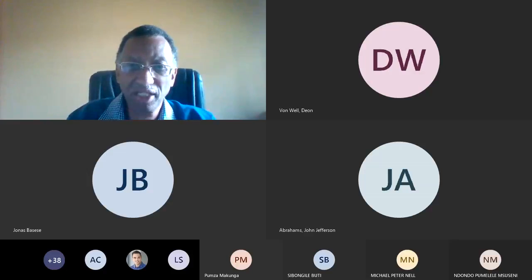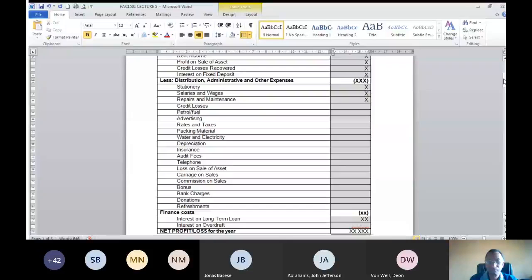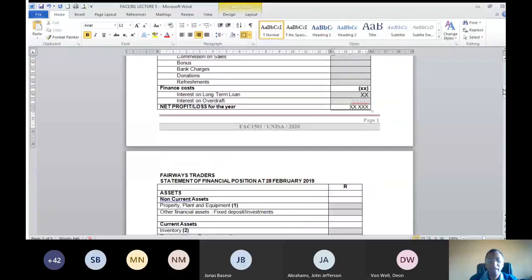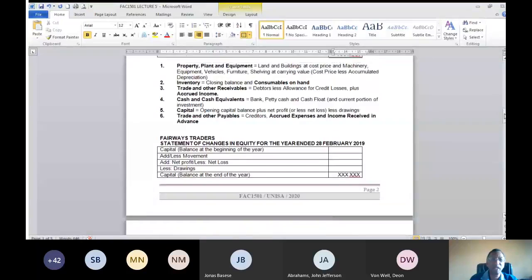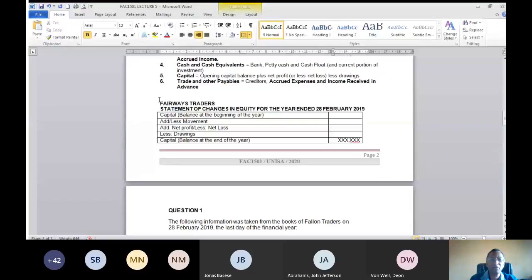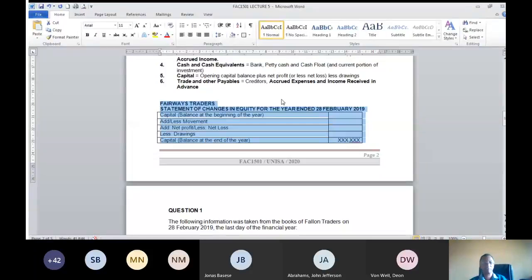Right, guys, we are focusing now on our second financial statement. And for that purposes, guys, I'm taking you back to the notes. And I am on page 2. At the bottom of page 2, guys, we take a look at the statement of changes in equity. That is the second financial statement, or the statement of changes in equity.